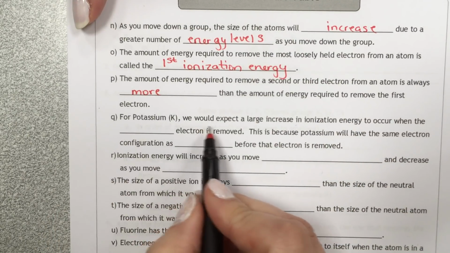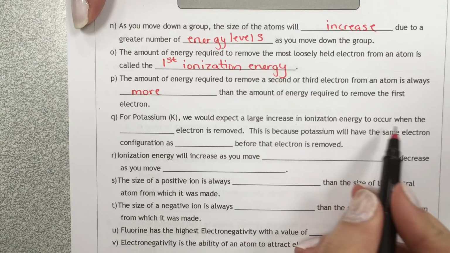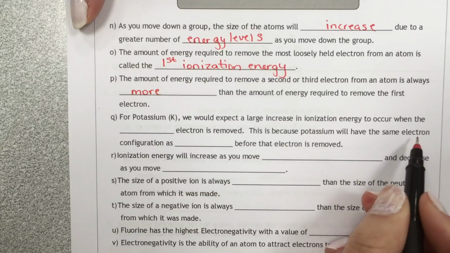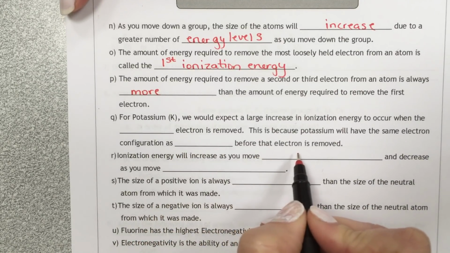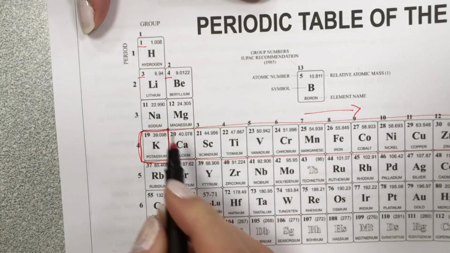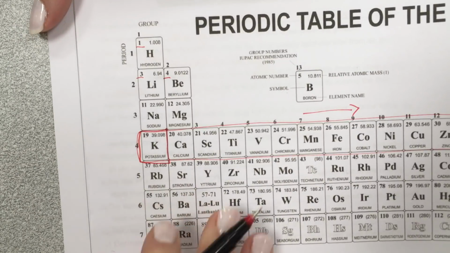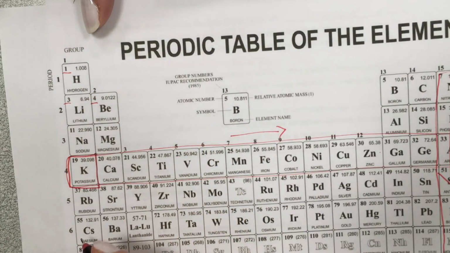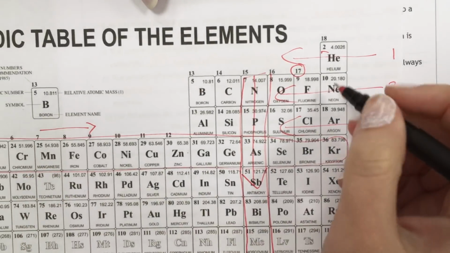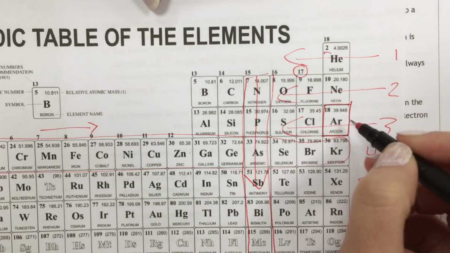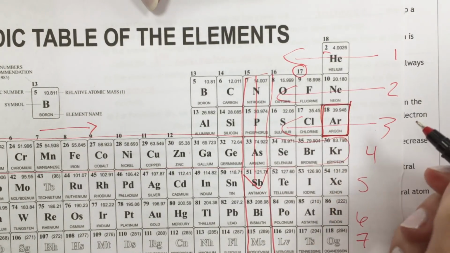All right, so for potassium, we would expect a large increase in ionization energy to occur when the blank electron is removed. This is because potassium will have the same electron configuration as blank before that electron is removed. So let's look at potassium. So here's potassium right here. The first electron that you take away, these all have 1 valence electron, but once you take it away, it's going to become like argon. Okay, so it'll become isoelectronic with argon.